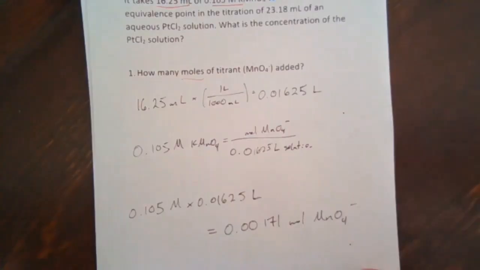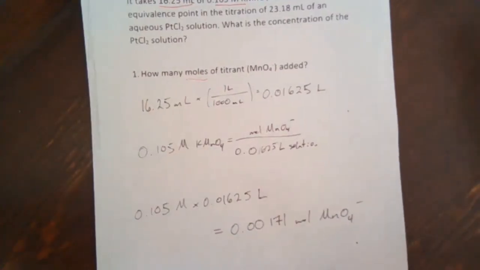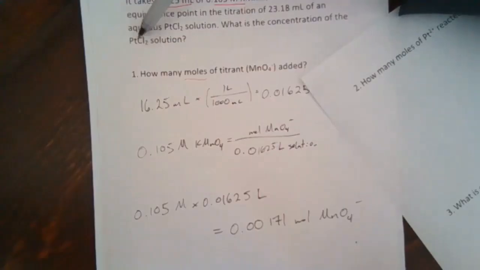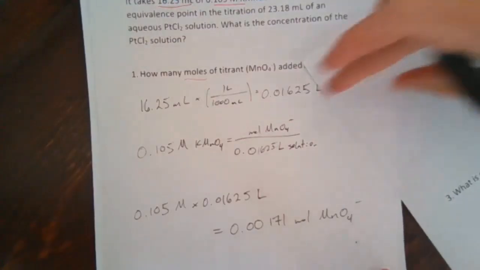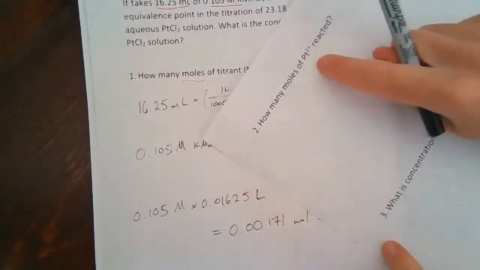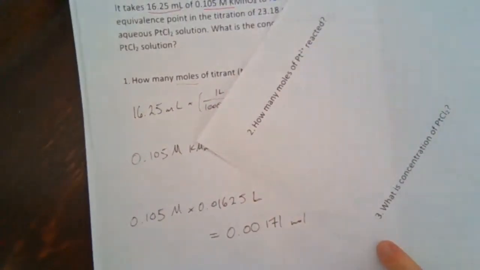So now that we have this moles of permanganate, what we're after is really the concentration of the platinum 2 chloride solution, right? We know this is how many moles of permanganate we added. Well, how many moles of platinum 2 were in there initially? How much reacted? That's going to come from the stoichiometry.